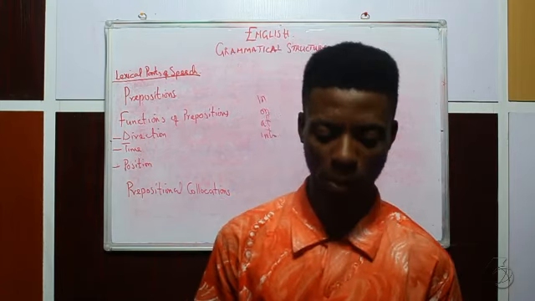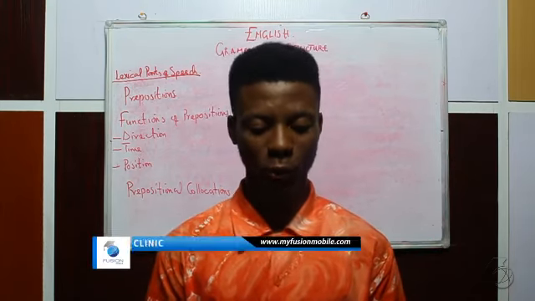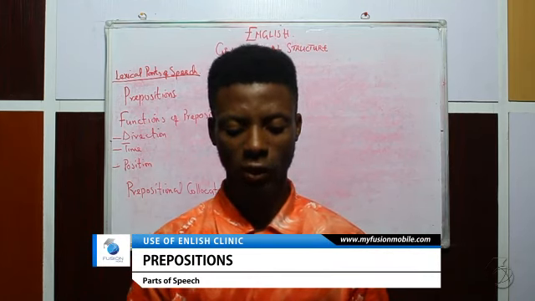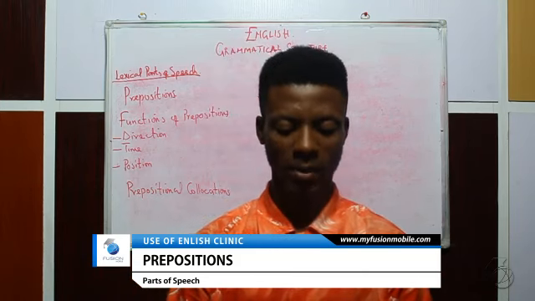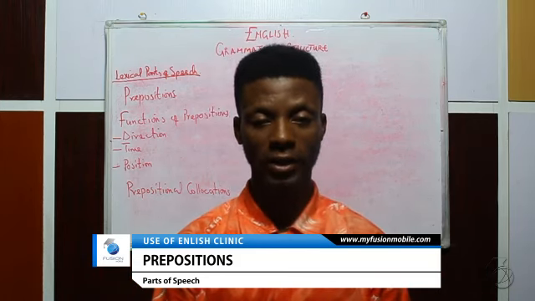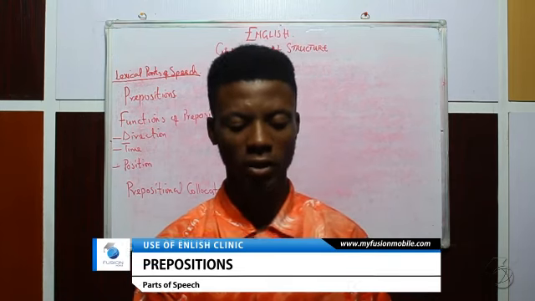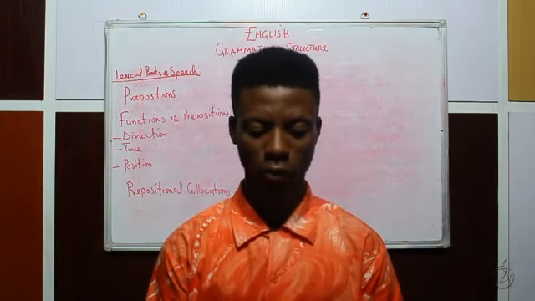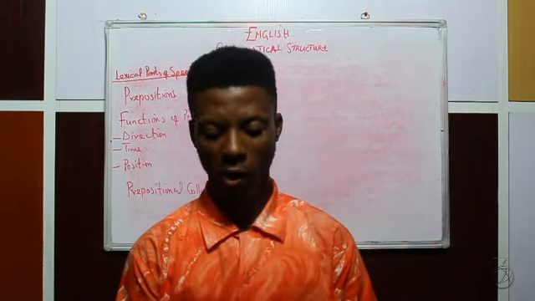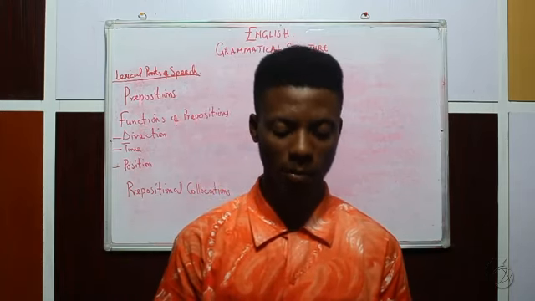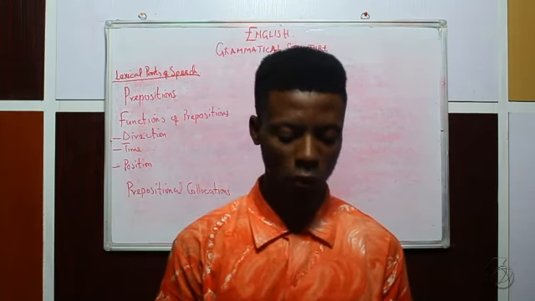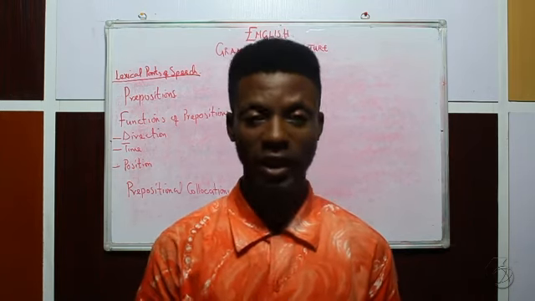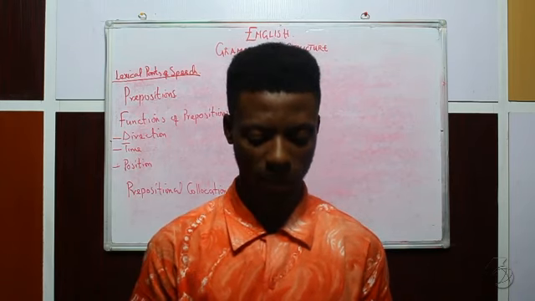Other functions of prepositions. Prepositions are used with nouns to show the place where a verb's action is directed. Example: The headmaster has just left for a teachers' meeting. Prepositions are used with nouns to show the manner of carrying out actions of verbs. Example: He normally travels by air.